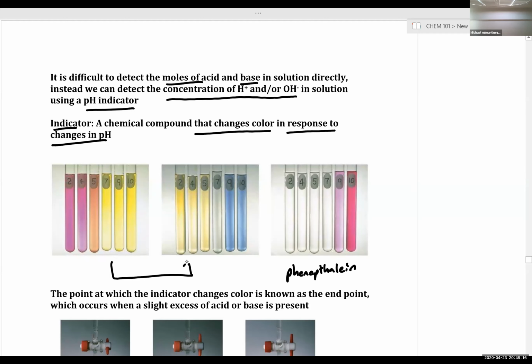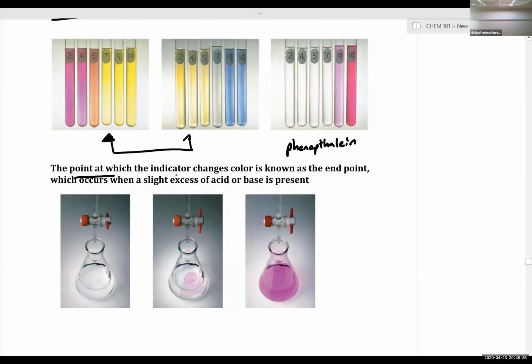And these are two other indicators that you'll see in Chem 102, methylene blue and methyl red. As you notice, as the pH changes, you observe distinct color changes. We call the point at which the indicator changes color the end point, which occurs when a slight excess of acid or base is present. This poor student likely messed up their titration. This is way too pink, but nonetheless, this is an example of an end point when the indicator changes color.